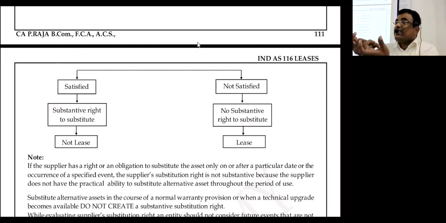So the main word is control. You may be wondering why, what is the problem? There is no control. There is no right to use. The customer can interchange at any time. Everybody hopefully understood this.